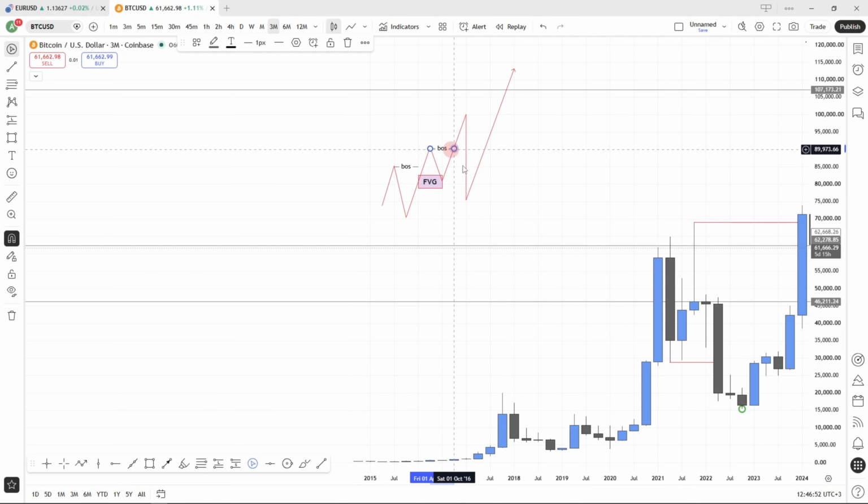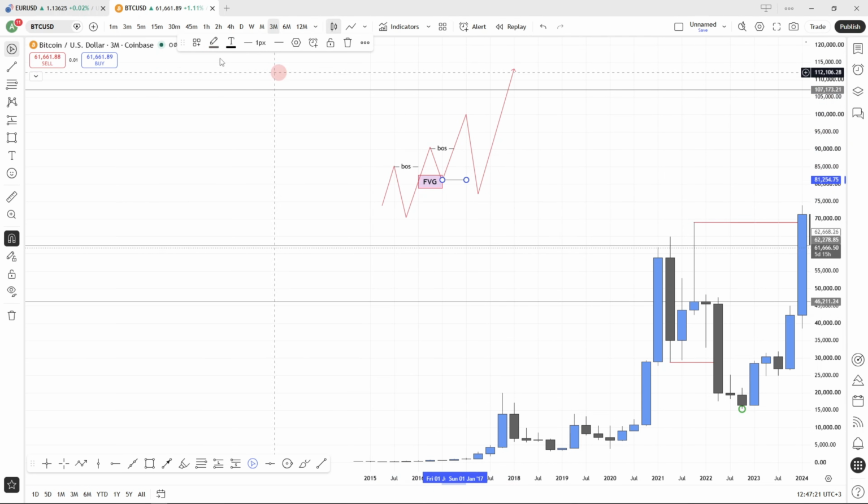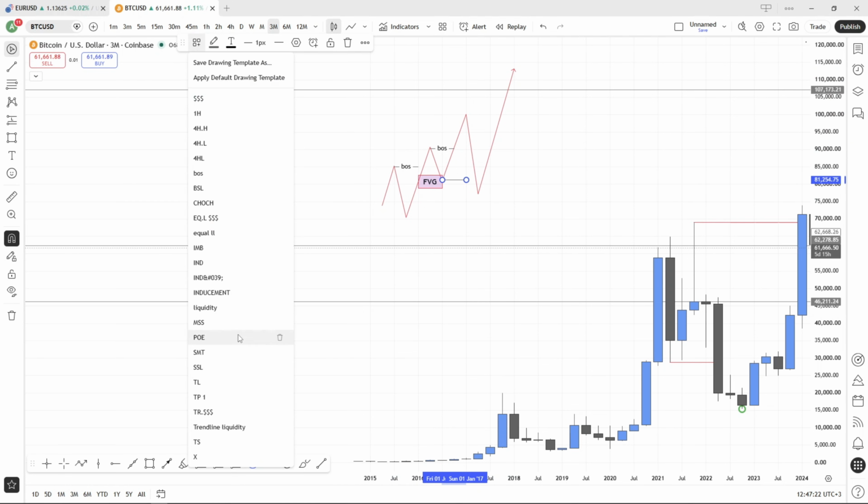Once price has mitigated a fair value gap and it proceeds to give you a break of structure, that mitigation becomes your liquidity. So we are going to mark this mitigation right here as our what? As our liquidity. So this mitigation right here will be our liquidity. Let me have that on the side. So that mitigation becomes our what? Our liquidity. Where is my liquidity? Here, that is our liquidity.